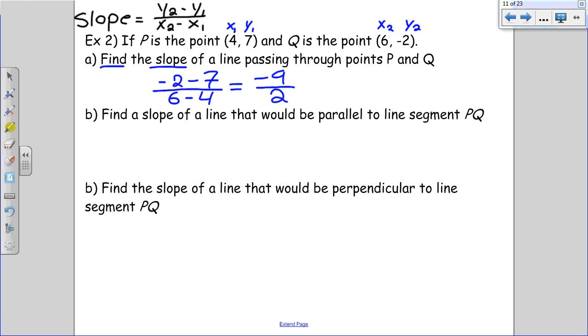Awesome. Part B. Find the slope of a line that would be parallel to line segment PQ. Parallel means they should have the same slope, so a slope that would be parallel to PQ would be negative 9 over 2. You could have more than that, right? You could also have negative 18 over 4. All you have to do is multiply the top and the bottom by a number. As long as it's the same number, you should be getting a fraction that's equivalent to it.